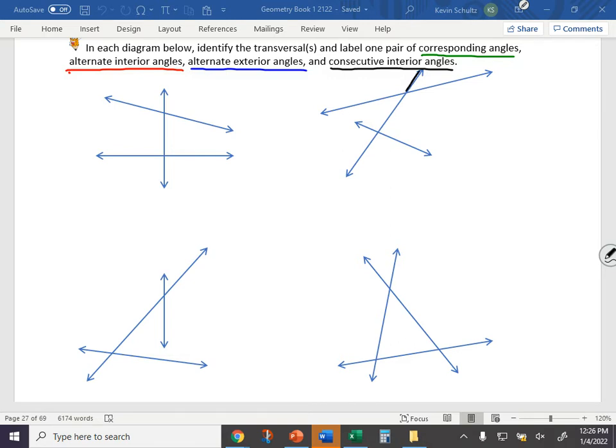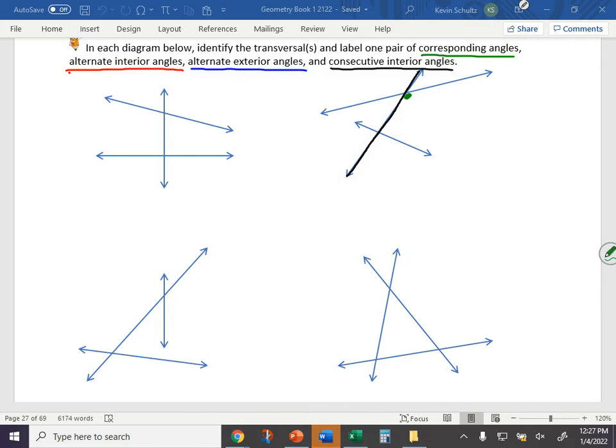The diagonal line coming right down through here, right? It's the one that intersects the other two lines. Okay. Now let's start with corresponding angles. You can pick any angle to start with; it doesn't make a difference. But let's just say I choose this one right here. Okay.